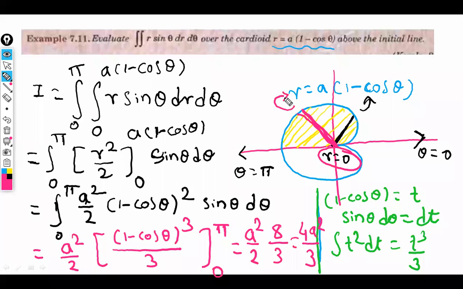The strip's position is not fixed. Initially it is here, then it goes here, then here. You can draw it anywhere like this. These are multiple positions of the strip. Okay, sir. And it is rotating like this actually.